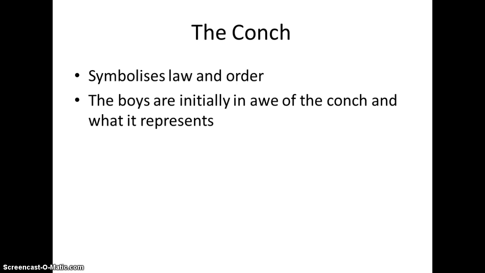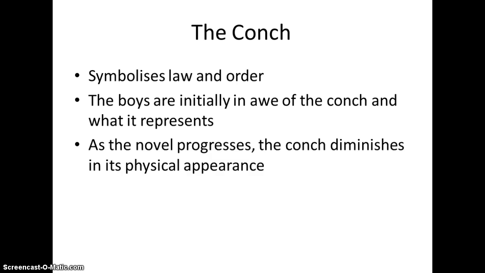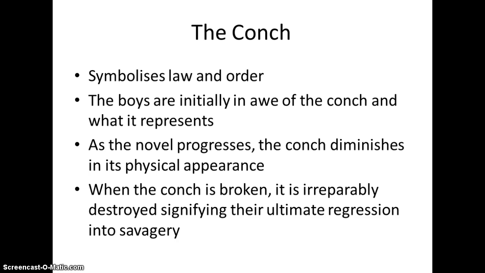It has this colour and kind of gleam to it that they're fascinated with, but also with what it represents, the law and order that it represents. As the novel progresses, the conch diminishes. It loses its colour, and also, of course, it loses its significance at the same rate as the rules and law diminish. And when it is broken, it is irreparably destroyed. It's completely smashed, and this signifies the ultimate regression into savagery. It means that they're kind of beyond help, as it were.